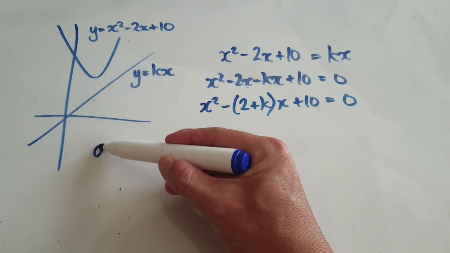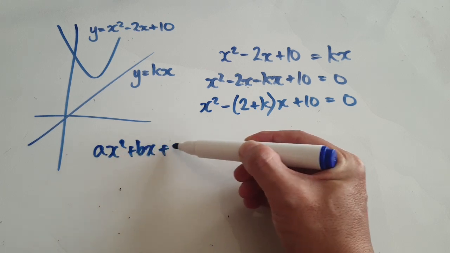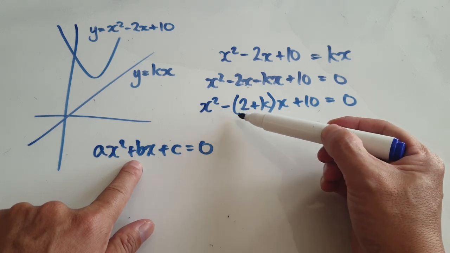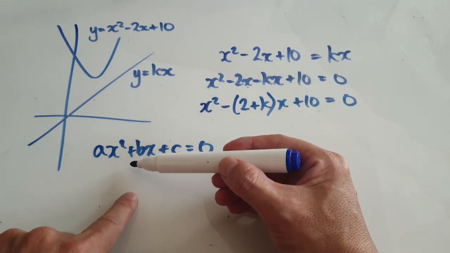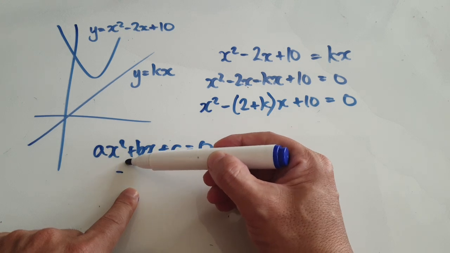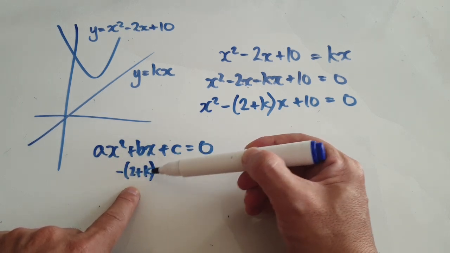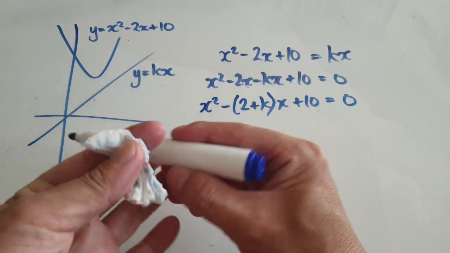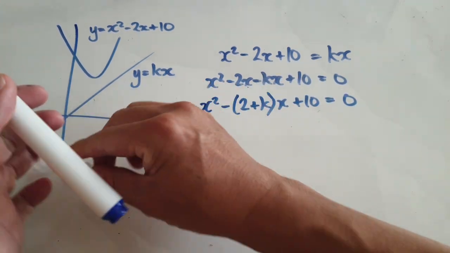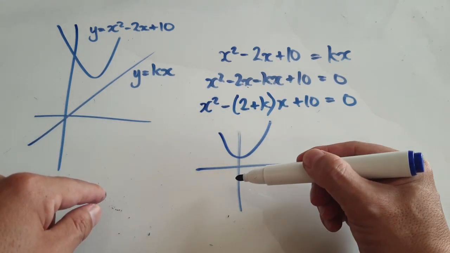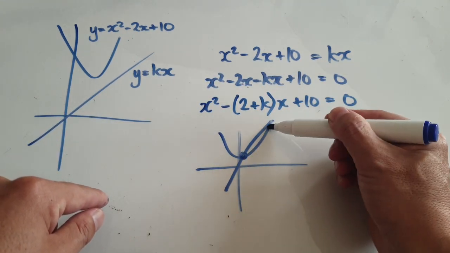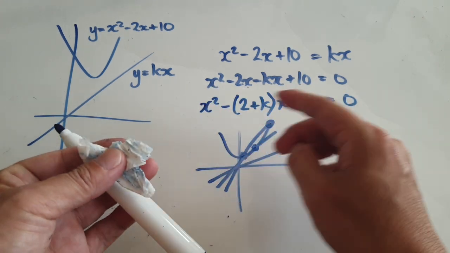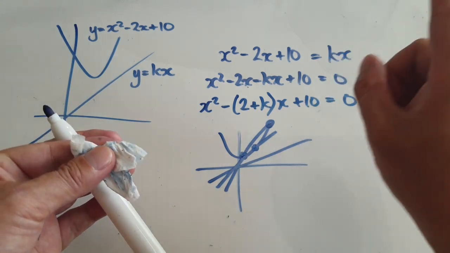So remember, ax squared plus bx plus c equals 0. Our a here is 1. Our b here is negative 2 plus k. Kind of weird, but the b here is actually negative 2 plus k. That b there is actually this thing here. And then our c here is 10. Remember, we want one solution because you've got your quadratic. Here, if k is too steep, there will be two solutions. No solution. And there is a special k where there is only one solution. So really, we want this quadratic to have one solution.